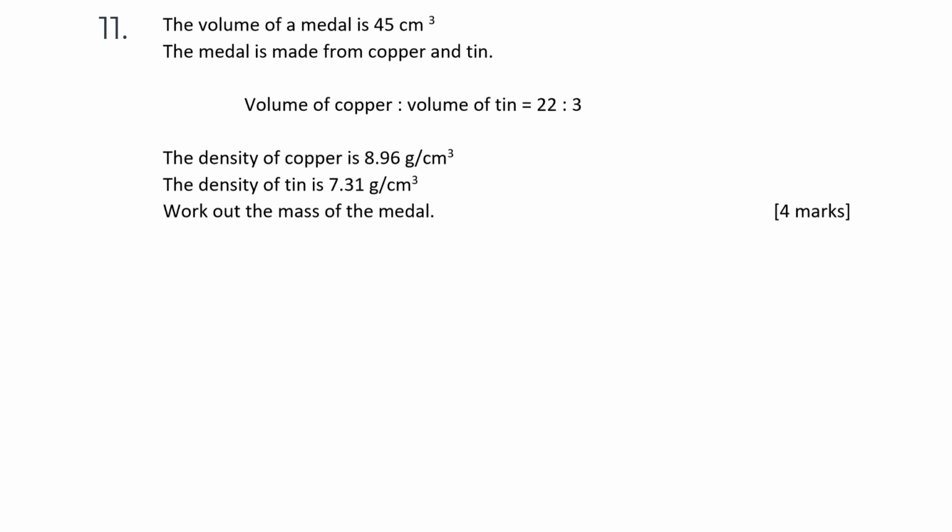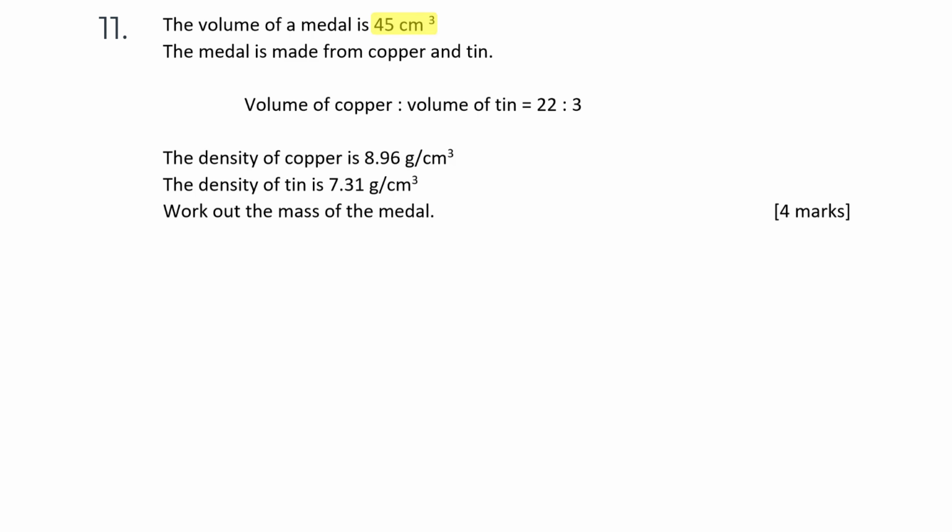Okay, the volume of a medal is 45 cubic centimeters. The medal is made from copper and tin, and the volume of copper to the volume of tin is in the ratio of 22 to 3. The density of the copper is 8.96 grams per cubic centimeter, and the density of the tin is 7.31 grams per cubic centimeter. Work out the mass of the medal. Ooh, okay, this is an interesting problem. Okay, so let's start at the top.